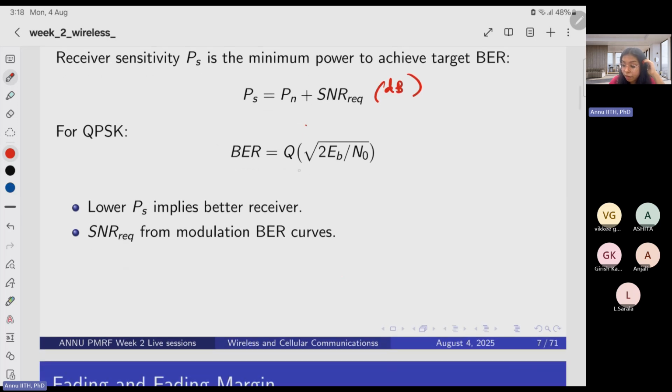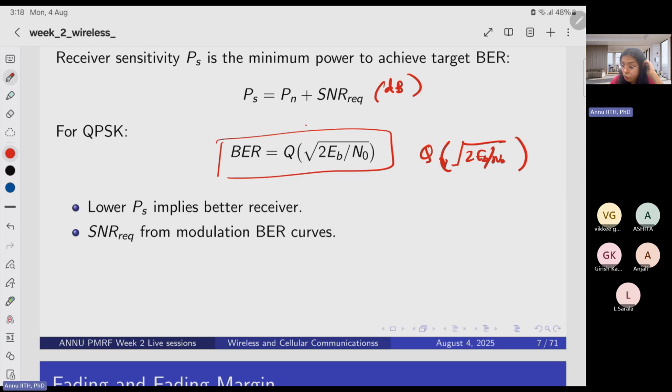And the bit error rate for QPSK, as we have studied in digital modulation, is Q of root 2 Eb by N0, where Q is a function. And what is the bit error rate for BPSK? It is Q of root Eb by N0.